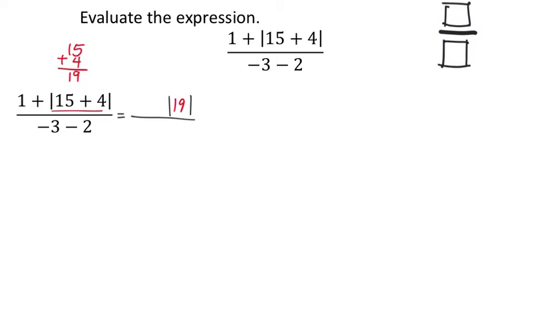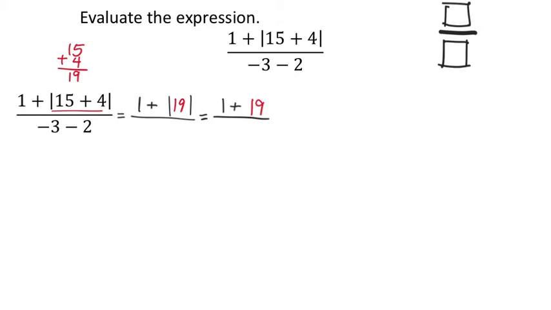Now, even in the numerator, I was ignoring that 1 plus right there. Okay, and that's because of the order of operations. But now that I've completely simplified everything on the inside of that absolute value, I can show it. So I get 1 plus the absolute value of 19. Or, how far away is 19 from 0? And that's my next step, how far away is 19 from 0? It's 19. So I end up with 1 plus 19.